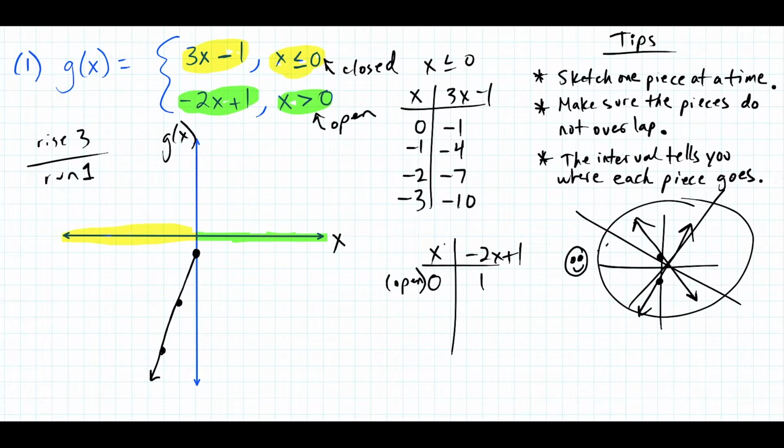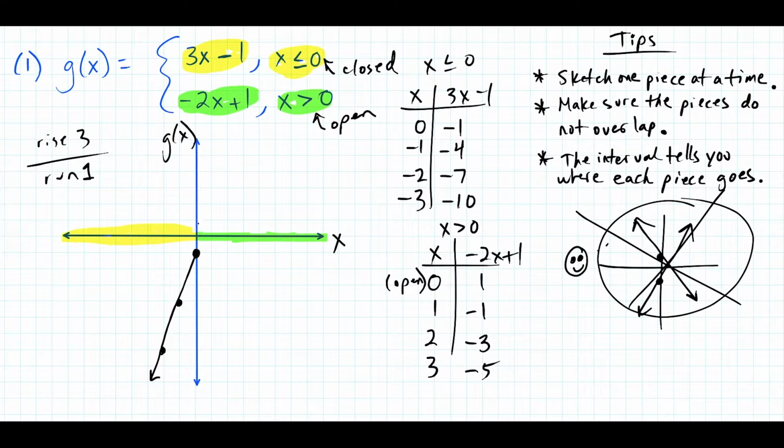And now values of x that are greater than 0. For this next table, I'd have 1, 2, 3, and so on. And if I plug in 1, I have negative 2 plus 1, which is negative 1. And now these are just going to be decreasing by 2. So I'd have negative 3, I would have negative 5, and so on.